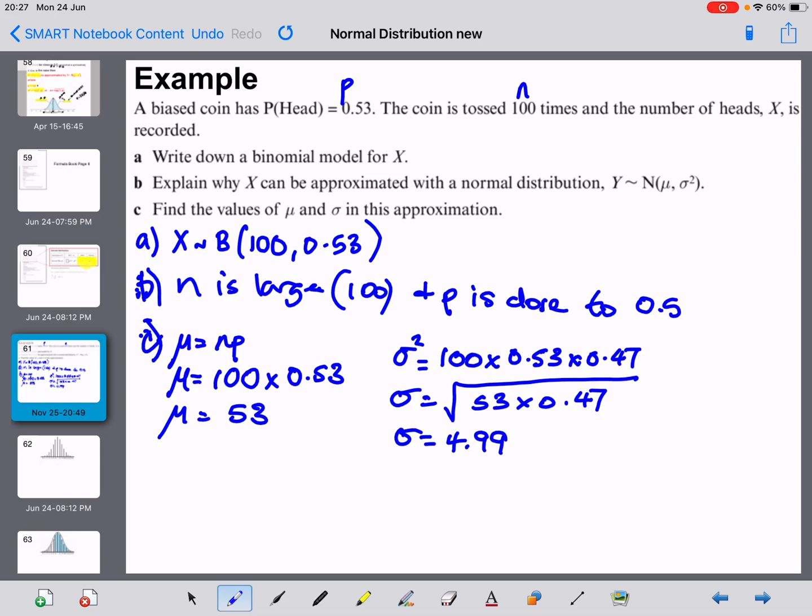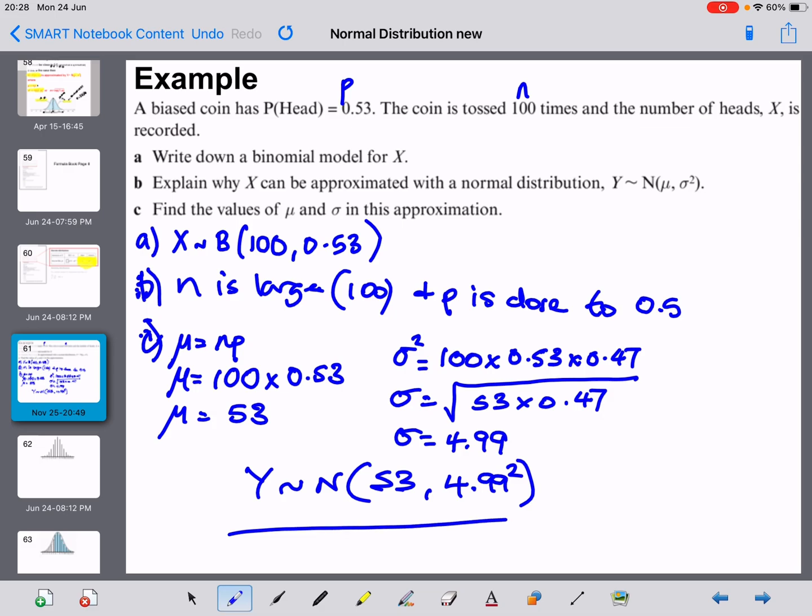So that's how to convert from binomial parameters into normal parameters. Then you would use that mean and that standard deviation. So we would say Y is normally distributed with a mean of 53 and standard deviation of 4.99, and we would then use those values to make our approximation. So that's the first part, converting the parameters.